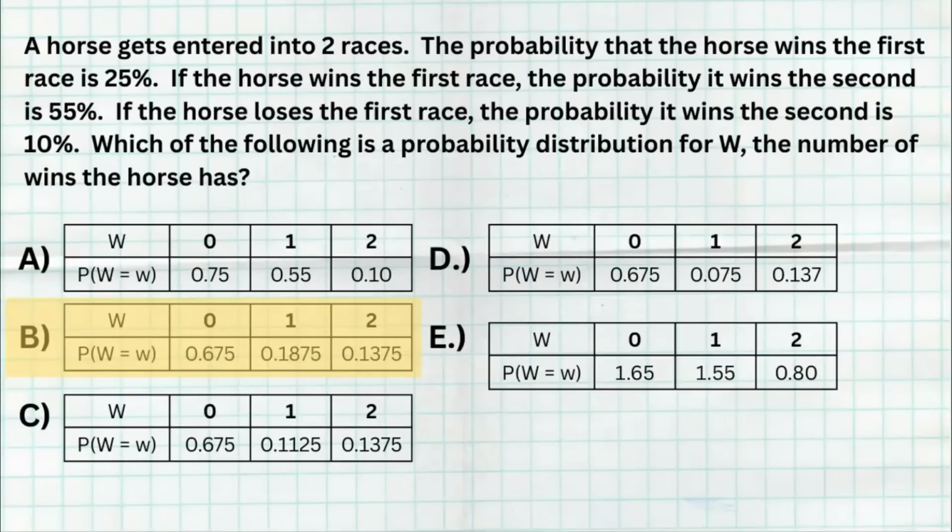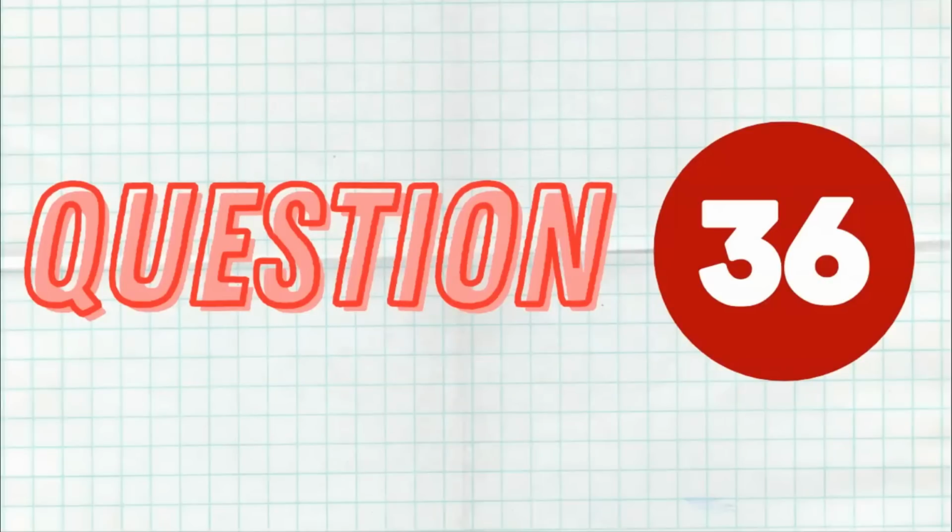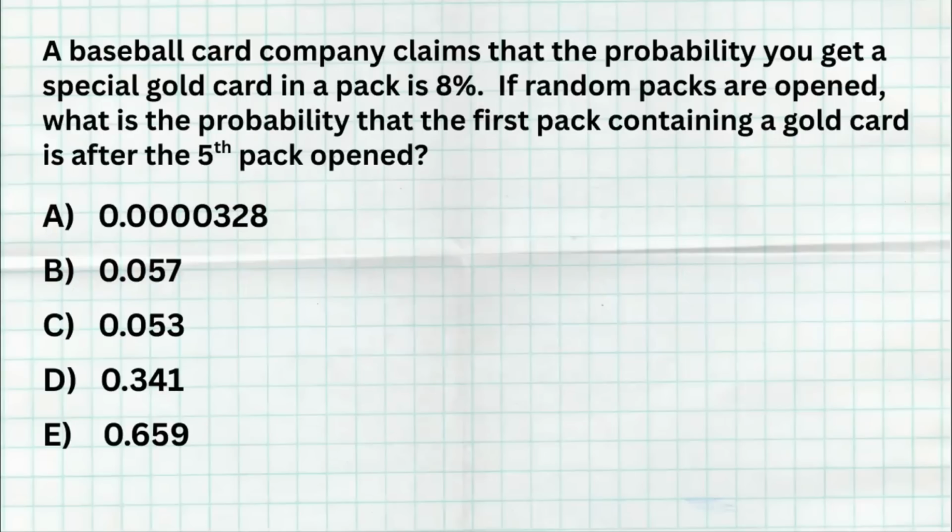All right, moving on to question number 36. All right, here the correct answer is E. And this is actually a really easy question that a lot of kids struggle with. So here's the deal. This is a geometric probability because we know the probability of success. Successfully getting that gold card is an 8% probability. Now, we're asked to find the probability at the first. Anytime you're talking about the first success, that's going to be geometric. We want the first pack containing that gold card to be after the 5th pack opened.